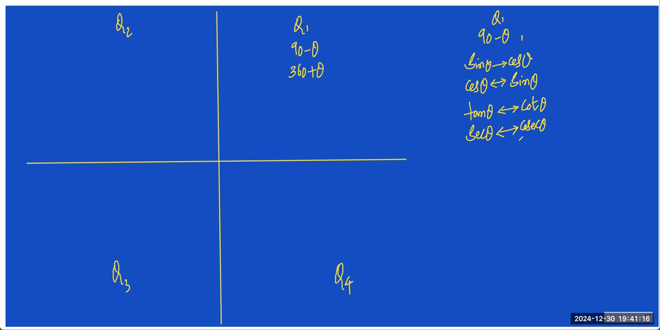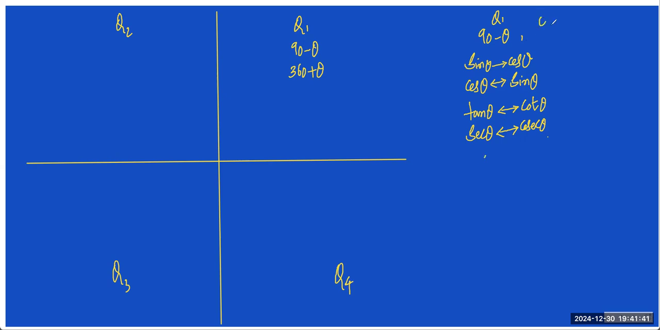This is the first quadrant. Sine of 90 minus theta will be cos theta. Cos of 90 minus theta will be sin theta. Similarly, tan of 90 minus theta will be cot theta. Cot of 90 minus theta will be tan theta. Okay, right? Then we should go for the next one, 90 plus theta.